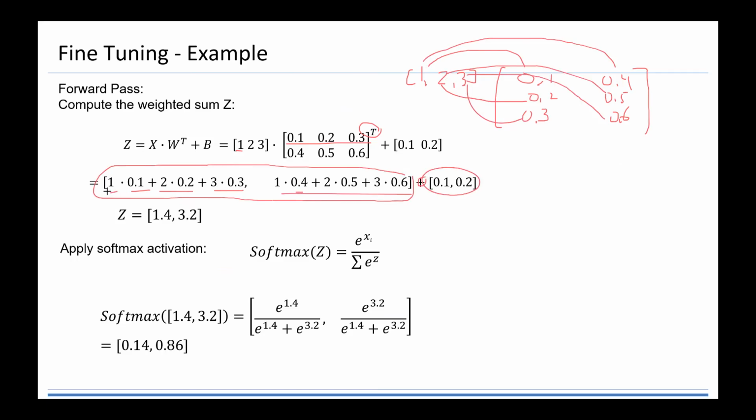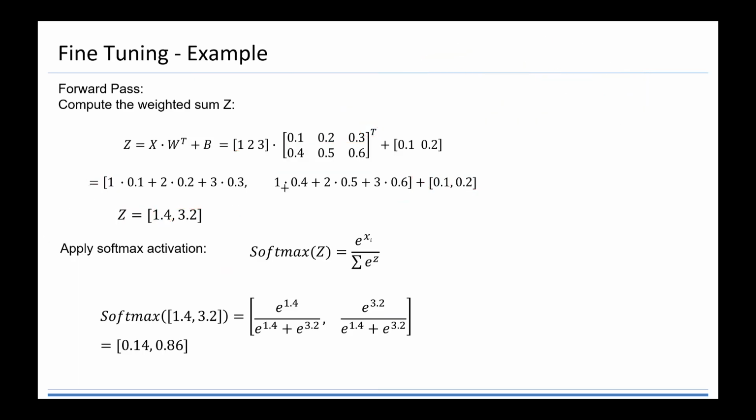So here 1 multiply 0.1 is 0.1, plus 2 multiply 0.2 is 0.4, plus 3 multiply 0.3, so it is 0.9. Okay. 0.9 plus 0.1, this is 1, plus 0.4, it is 1.4. Okay. And the same with this one.